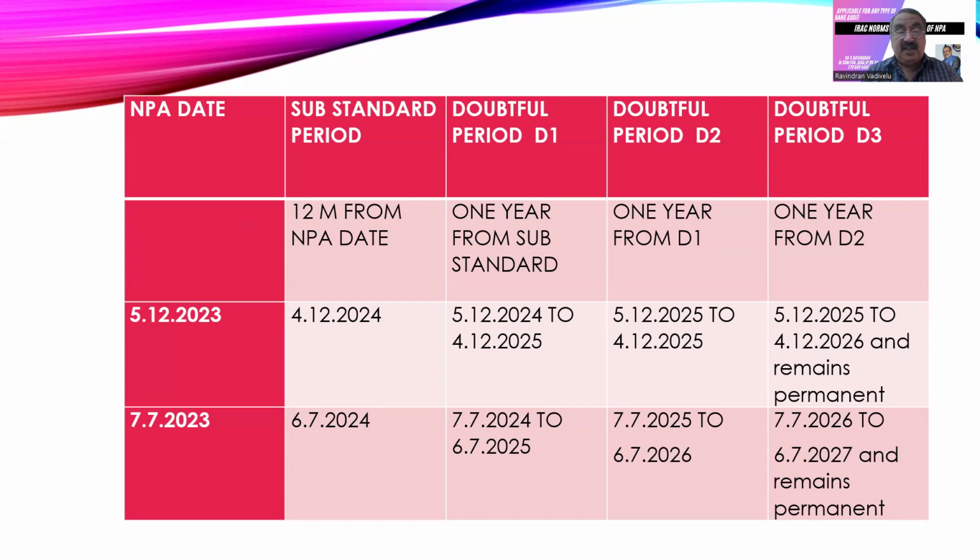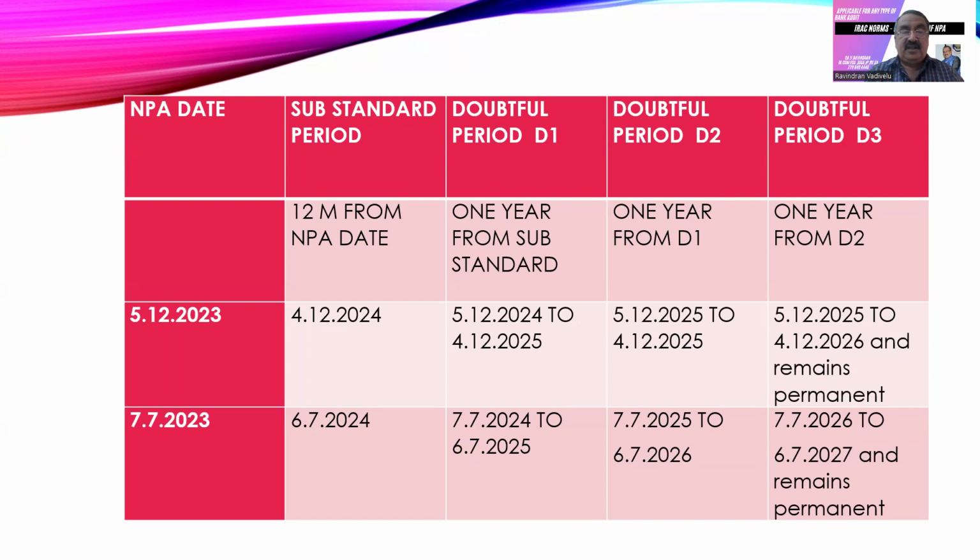And next one, this is the spread, the period. So for substandard, it is 12 months. Why is it 12 months? This is due to the leap year concept. For doubtful one, doubtful two, doubtful three, it is 1 year. So for substandard, it is 12 months. For D1, D2, D3, it is 1 year.